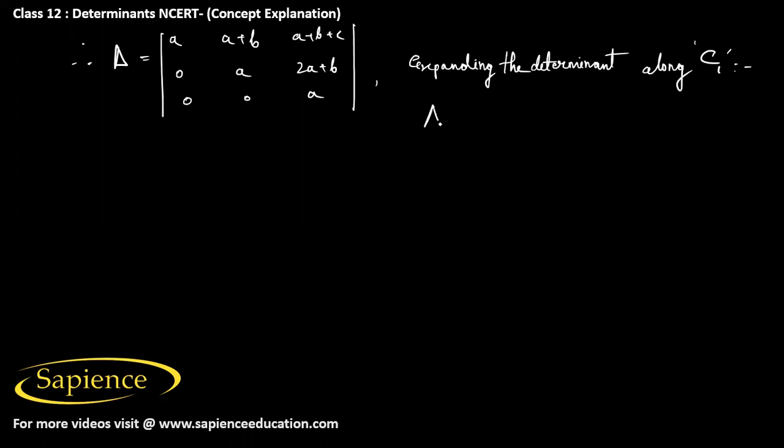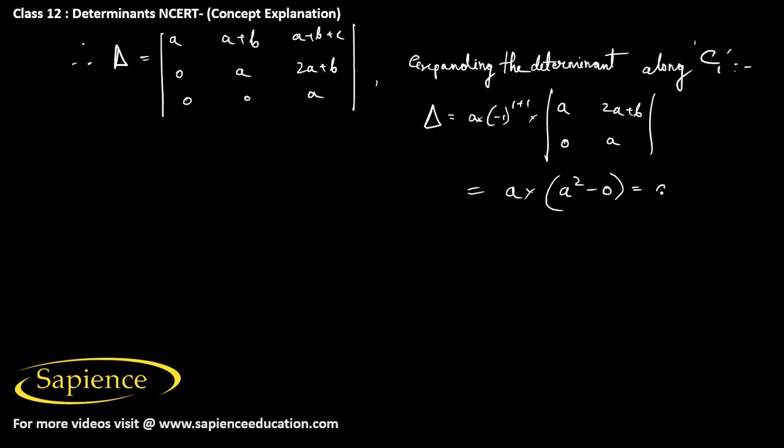Delta will be equal to a into, since a is the element of the first row and first column, minus 1 whole power 1 plus 1, into the determinant of, excluding the first row and first column, the remaining elements: a, 2a plus b, and 0, a. So this will be minus 1 whole power 2, that is 1 only. So a into a square minus 0. So this is equal to a cube.